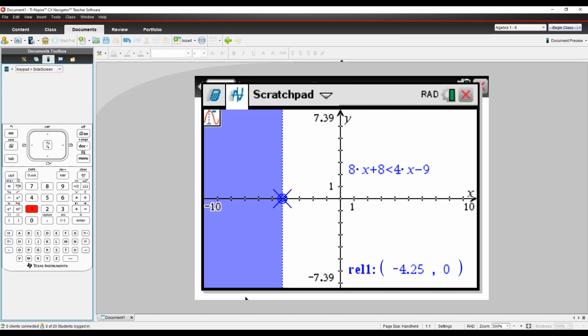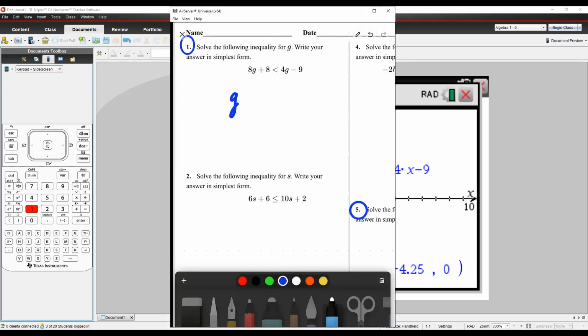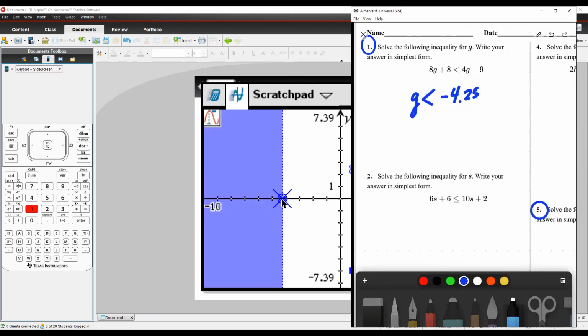If I were going to write that, let me take it back to my iPad. I would write G, because G is the letter they give me, is less than negative 4.25. Now let me go back and show you that again. Because the boundary starts at negative 4.25 and the shading is going to the left, that's what you have. The reason we have no equal sign is that if you hover over this, you can see that this is a dash line, not a solid line. All right, so that's the answer.